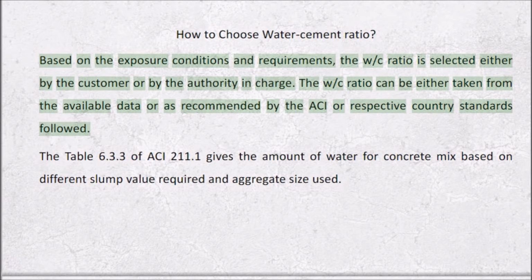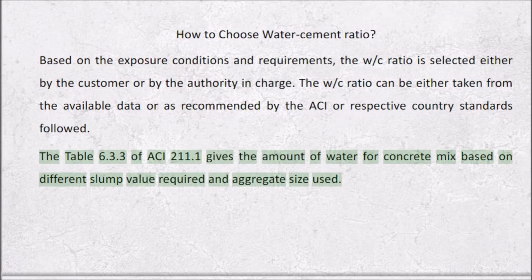Based on the exposure conditions and requirements, the WC ratio is selected either by the customer or by the authority in charge. The WC ratio can be either taken from the available data or as recommended by the ACI or respective country standards followed. Table 6.3.3 of ACI 211.1 gives the amount of water for concrete mix based on different slump value required and aggregate size used.